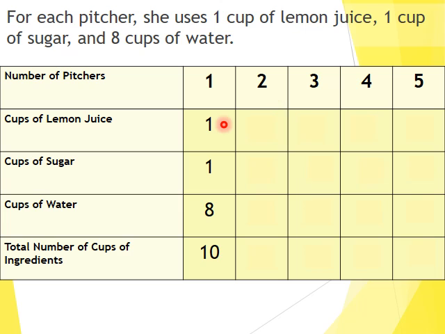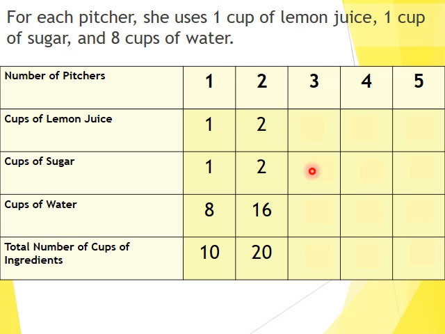Now we need to know how many cups of ingredients we need for 2 pitchers of lemonade. We can multiply the number of cups for 1 pitcher by 2. 2 cups of lemon juice, 2 cups of sugar, 8 times 2 equals 16 cups of water, 2 plus 2 plus 16 equals 20. We can also do 10 times 2 equals 20 to find the total number of cups of ingredients for 2 pitchers.